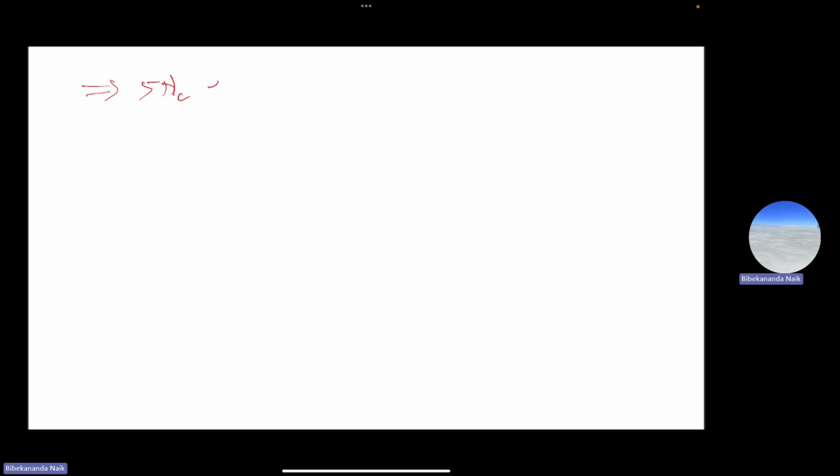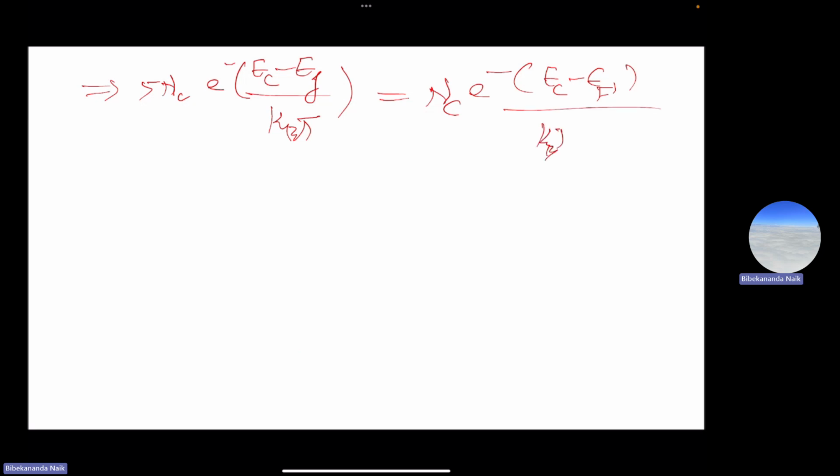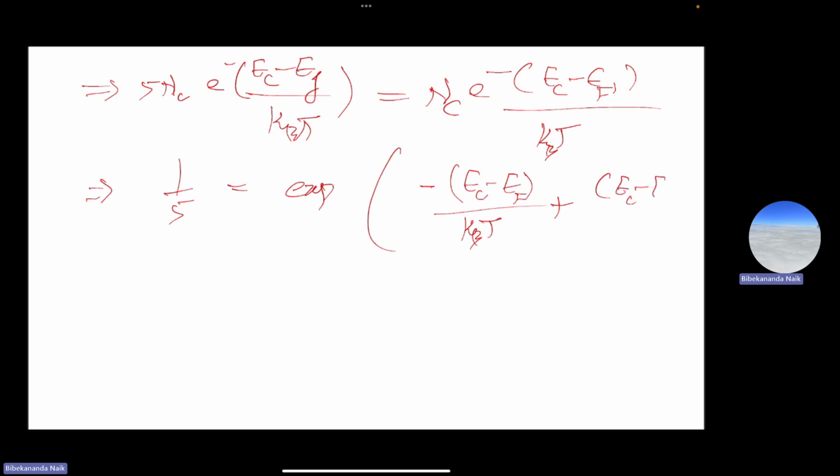So if you equate the two equations, then we will get 5 Nc e to the power minus (Ec minus Ef) by kBT equals Nc exponential minus (Ec minus Ef prime) by kBT. So 1 by 5 will be exponential of minus (Ec minus Ef) by kBT plus (Ec minus Ef prime) by kBT.